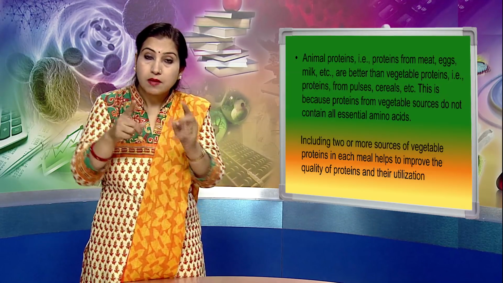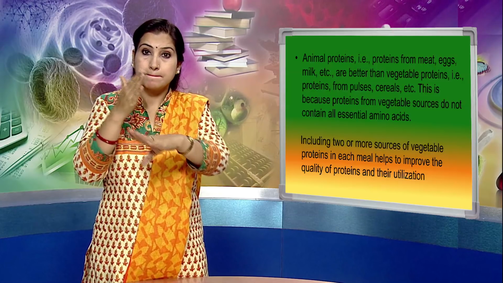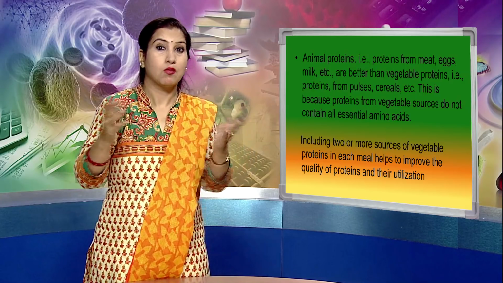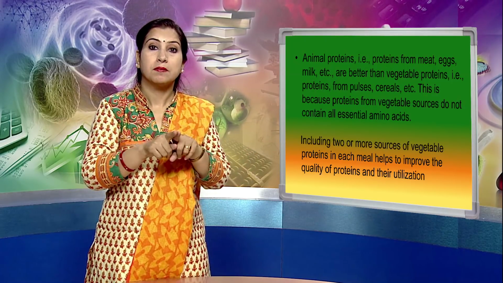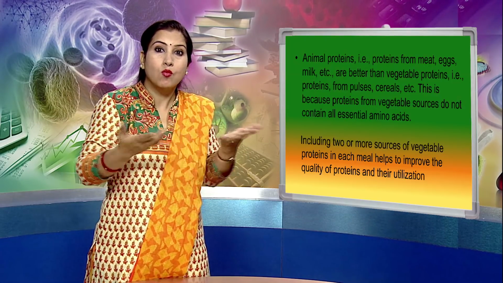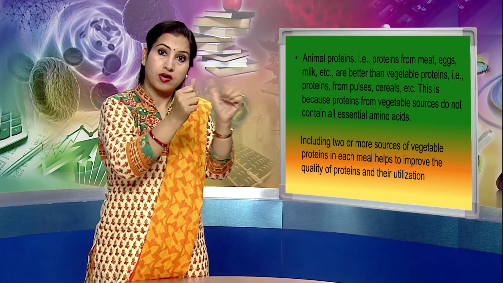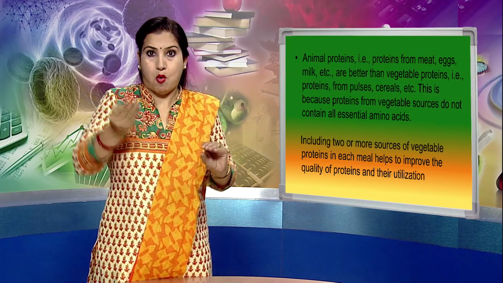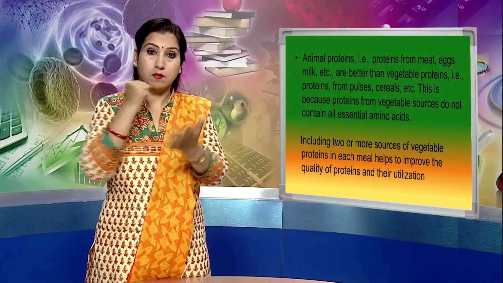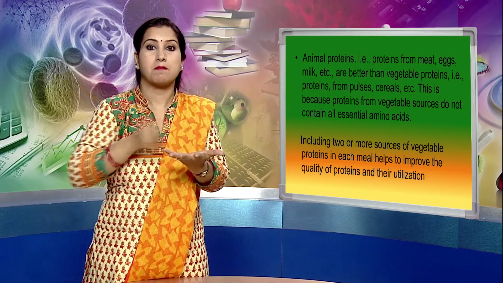Animal proteins, that is protein we get from meat, egg, milk, etc., are better than vegetable proteins like protein from pulses, cereals, etc. This is because proteins from vegetable sources do not contain all essential amino acids. Including 2 or more sources of vegetable protein in each meal helps to improve the quality of proteins and their utilization.